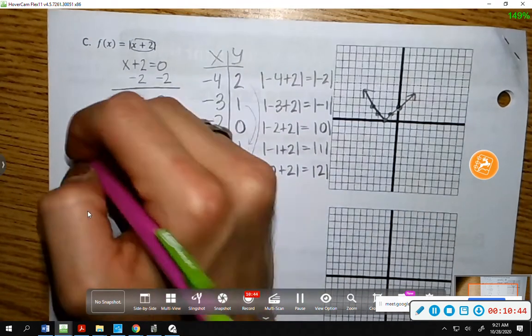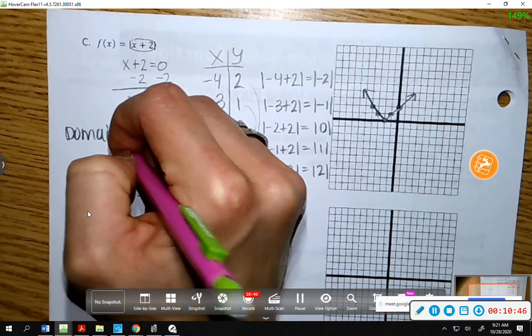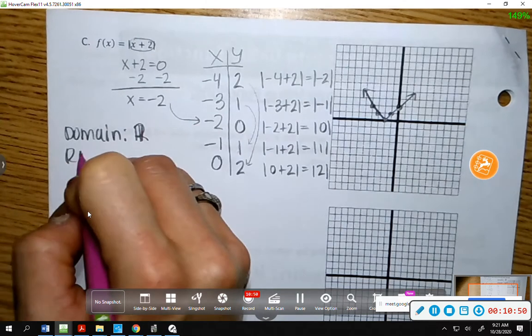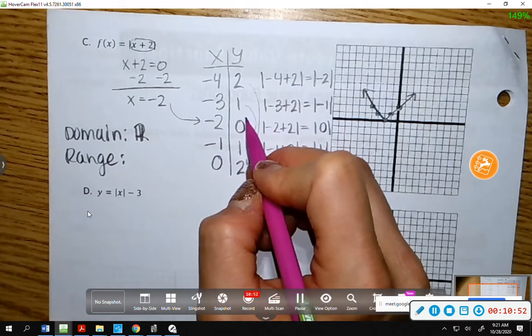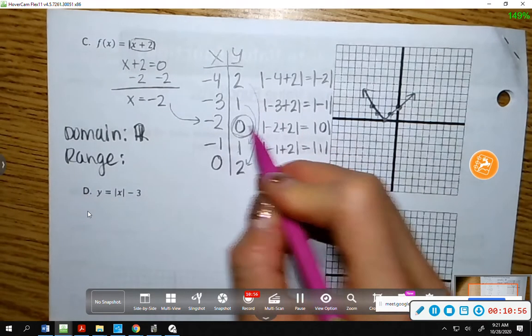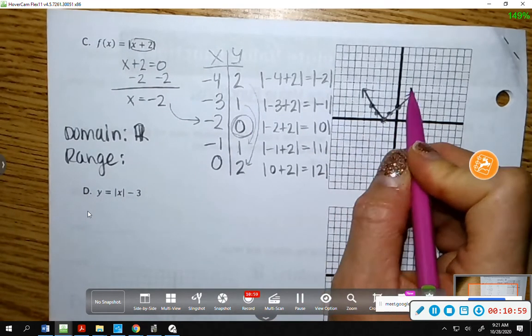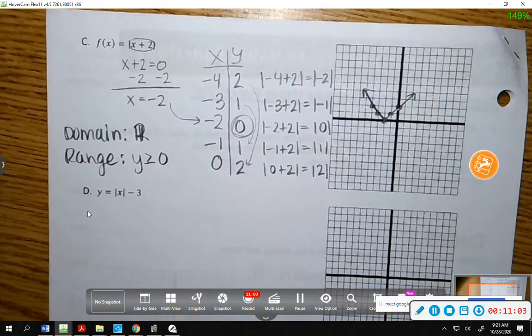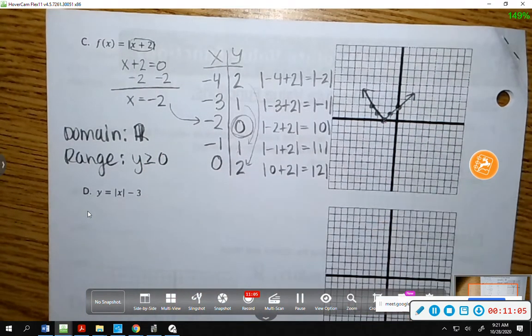And then let's list our domain and range. Domain is always going to be all real numbers. Okay, range, you always want to look at the y value of your vertex for the range. Okay, are they above or below 0 here? Above, yep. So your range, y is greater than or equal to 0. And your vertex is always a closed circle, so it's always going to be equal to. Greater than or equal to, less than or equal to.